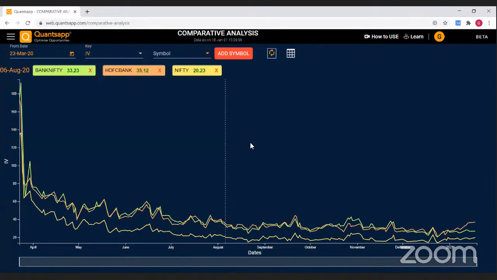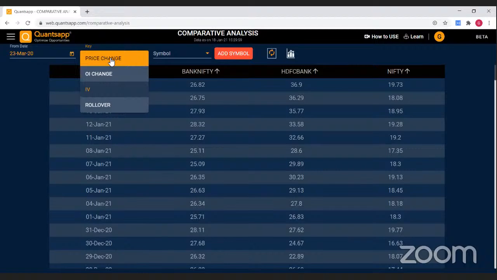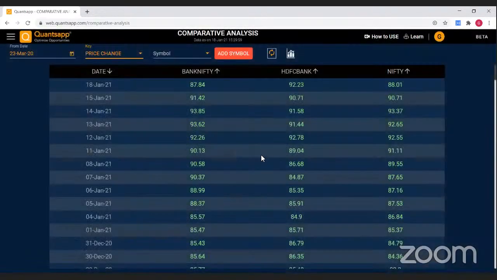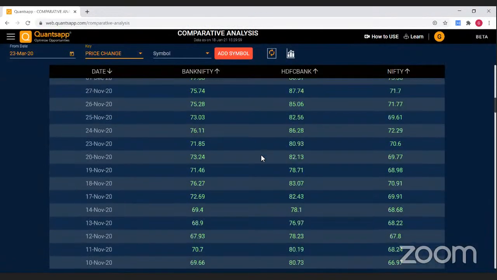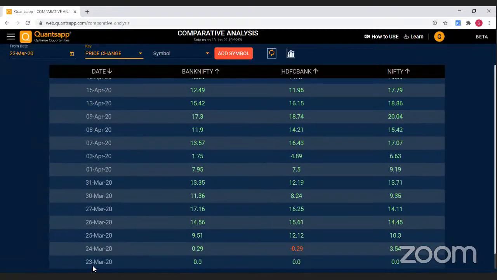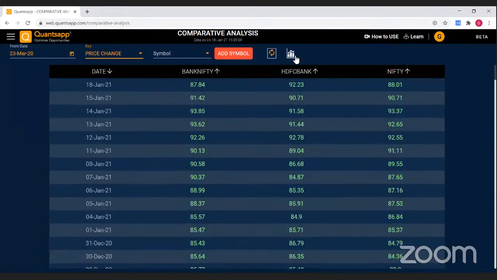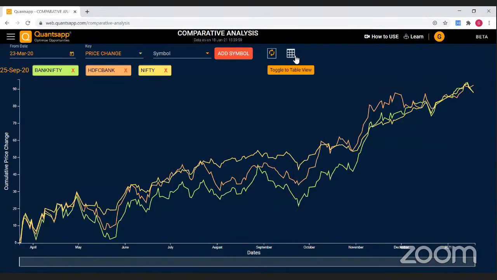So this is how you can use the comparative analysis. Then you can see the date-wise performance. So this is the IV, I think. So we'll take the price change. You can see how, on a particular day basis, the price change has happened from your starting point, that is 23rd March. So this was the demo session of today's Quantsapp tool.